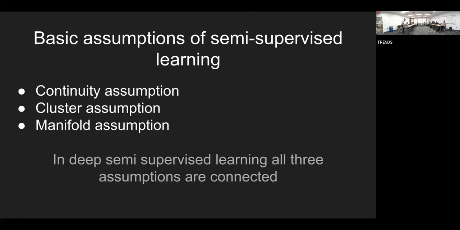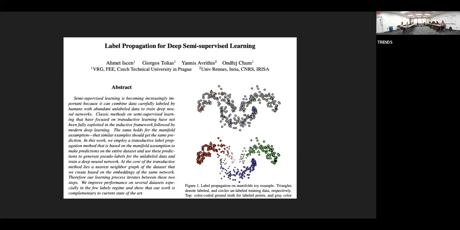There are three main assumptions for semi-supervised learning, which are connected together. The cluster assumption assumes that when one data point is clustered with other data points, they are assigned to the same cluster. But in the manifold assumption, we assume that the low dimensional data can be represented on a manifold. And this paper utilizes both of these concepts, the cluster and the manifold, and it also uses transfer learning.